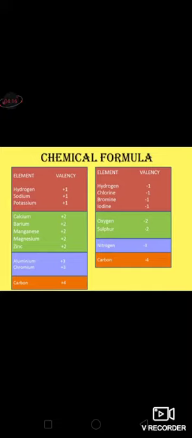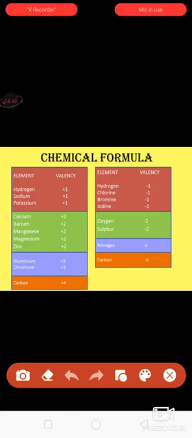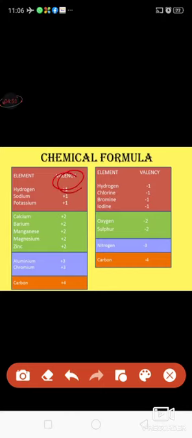Let's start again with chemical formula. Let's see the valency first. I explained valency to you. On the left side we are seeing that the elements have positive valencies, and on the right side we can see that the elements have negative valencies. In this table you have seen that hydrogen shows both positive and negative valency.